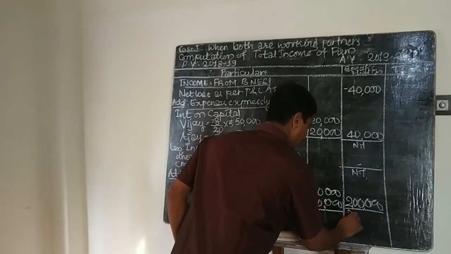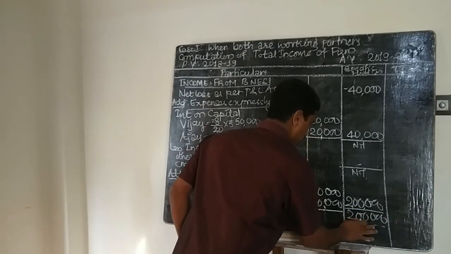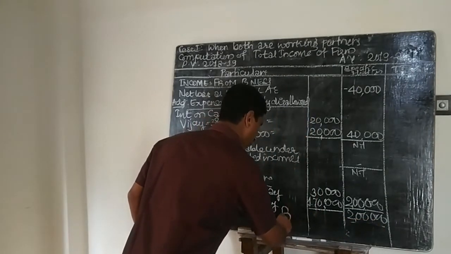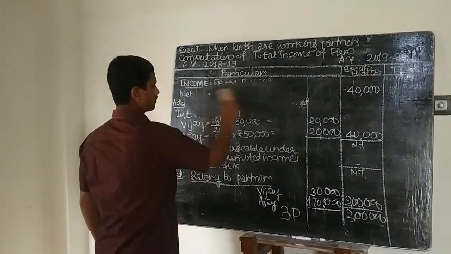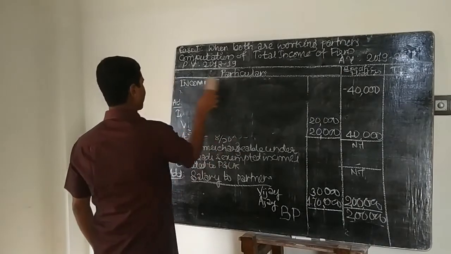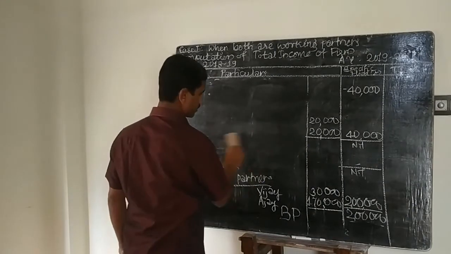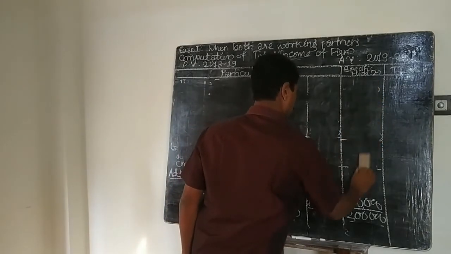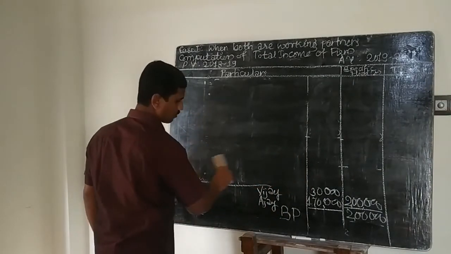This itself is a book profit. So 2 lakhs. This is book profit. In short, BP, book profit. So now we should allow the remuneration to working partners. In the first case, both are working partners.